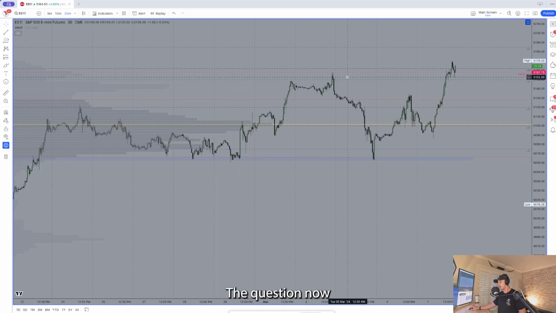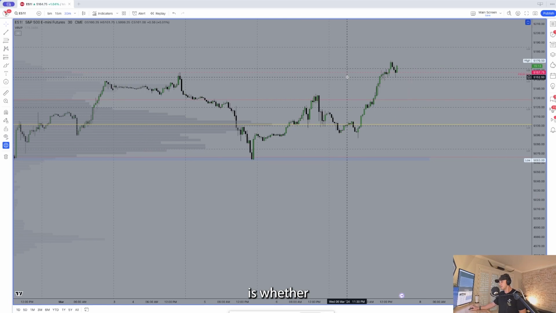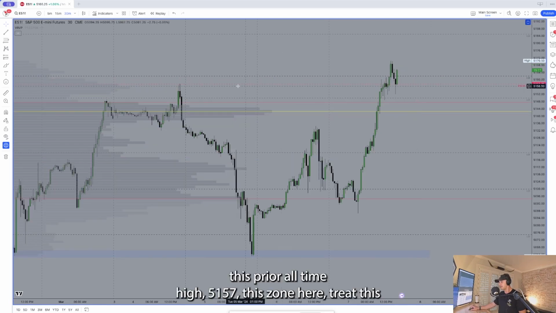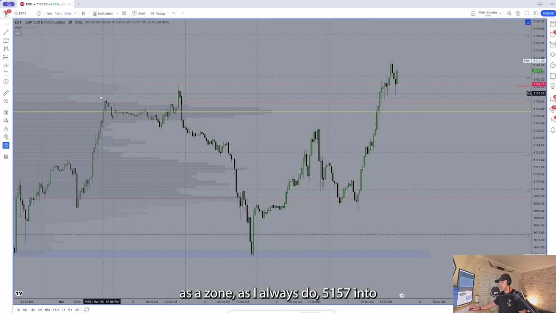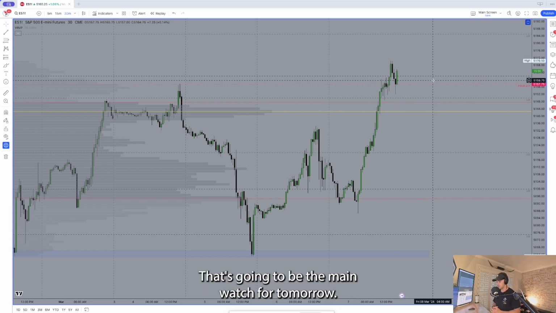The question now is whether this prior all-time high, 5157, this zone here, treat this as a zone as I always do, 5157 into 5150, can now hold as support. That's going to be the main watch for tomorrow.